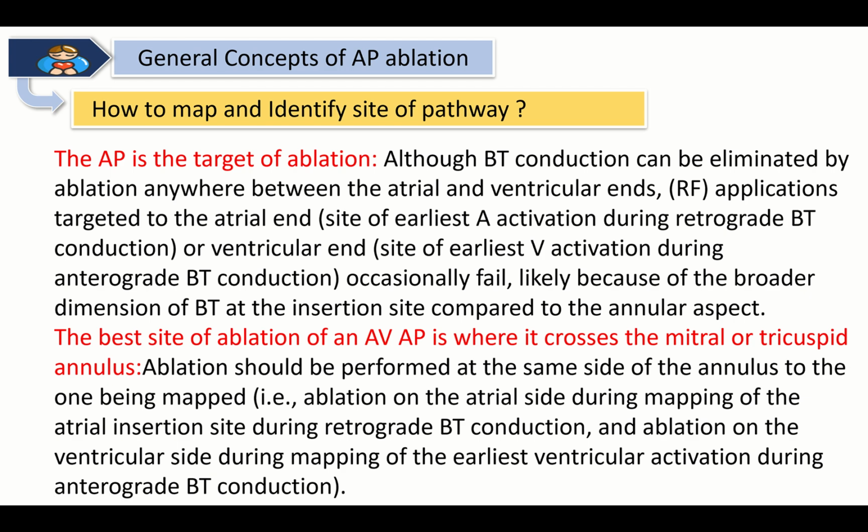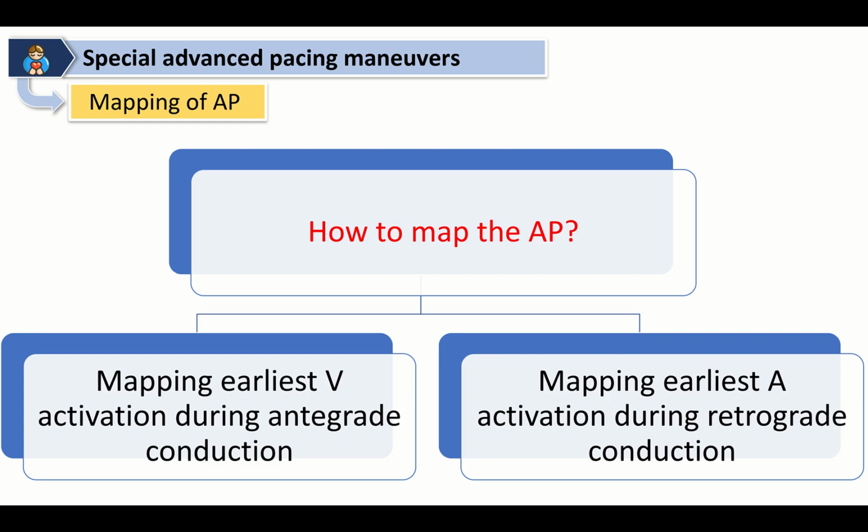And for sure, our main target of ablation is the accessory pathway itself, which goes across the AV annulus, maybe the mitral annulus or tricuspid annulus. So how can we map the accessory pathway? We have two approaches. First one, mapping the earliest ventricular activation during antegrade conduction if the patient has manifest pre-excitation, maybe in sinus rhythm or atrial pacing.